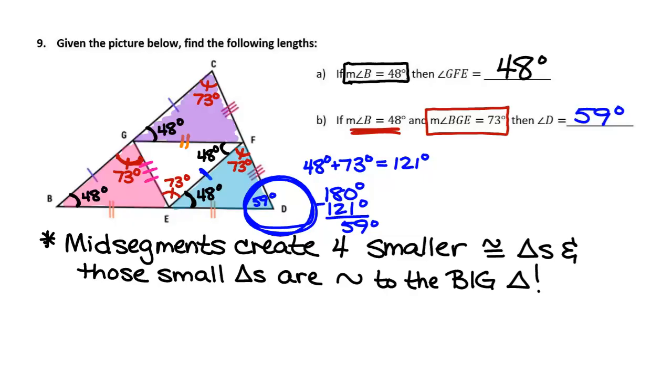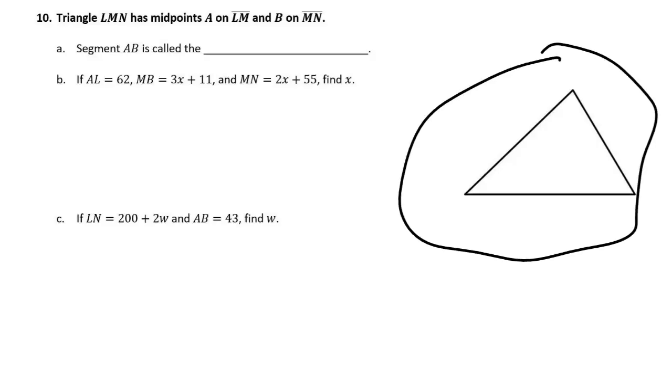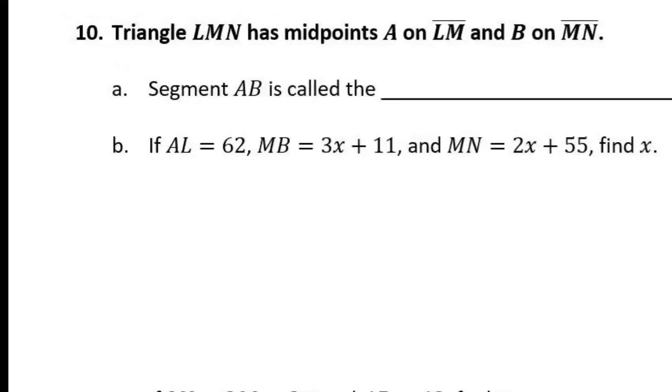Number 10. They give us some information, but notice there is nothing drawn or written on my triangle here. So we are going to have to add things to this picture. It says it's called triangle LMN. So we need to put those letters on our triangle.